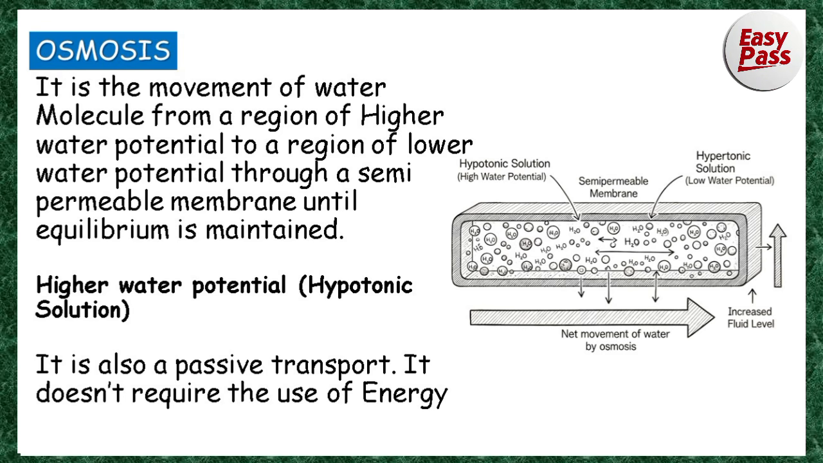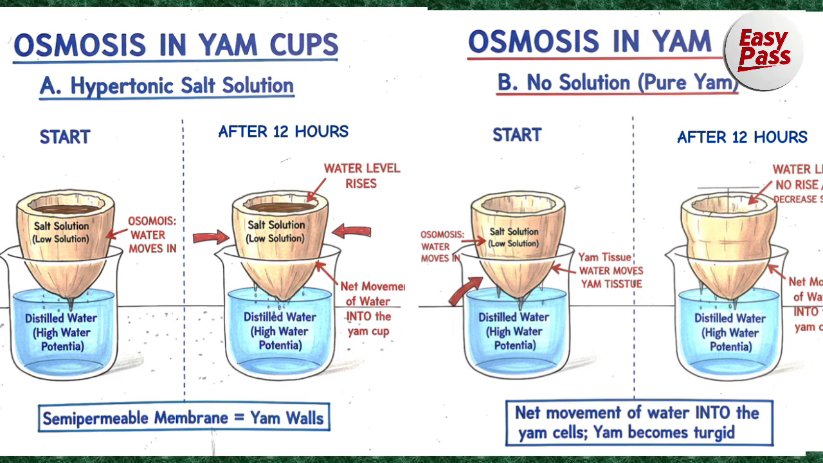Now, many experiments could be found on the net, in textbooks and so on. But just to describe an experiment on osmosis in a simple way, the semi-permeable membrane could be any living tissue. Any living tissue could act as a semi-permeable membrane. In this particular experiment, I make use of peeled yam. So this is yam tissue.